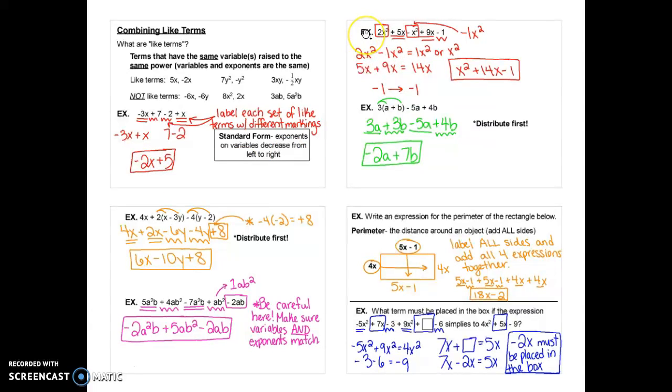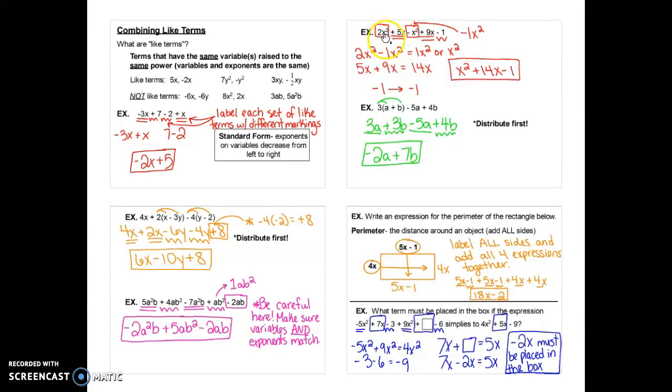Example number 2. Our original is a 2x squared plus 5x minus x squared plus 9x minus 1. So again, we're going to go through and label each set of like terms with different markings so that we can tell them apart. So if we start with our first value, we have a 2x squared.